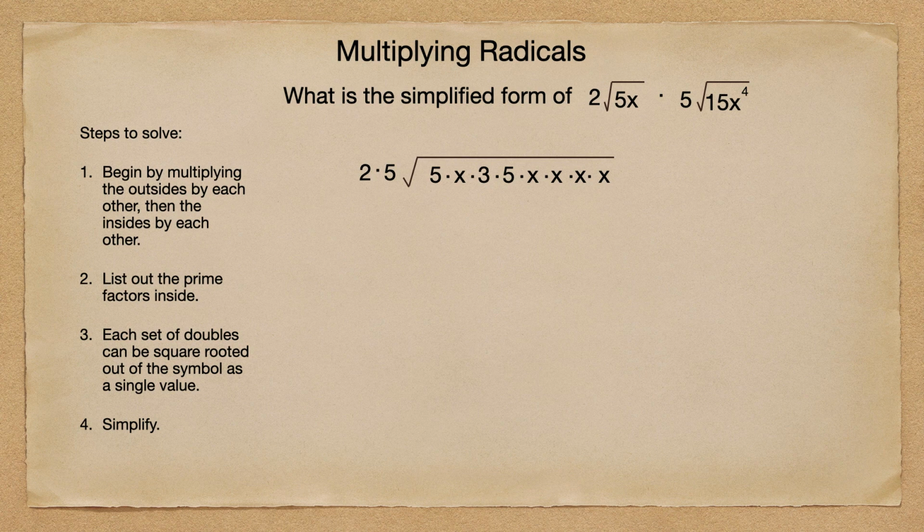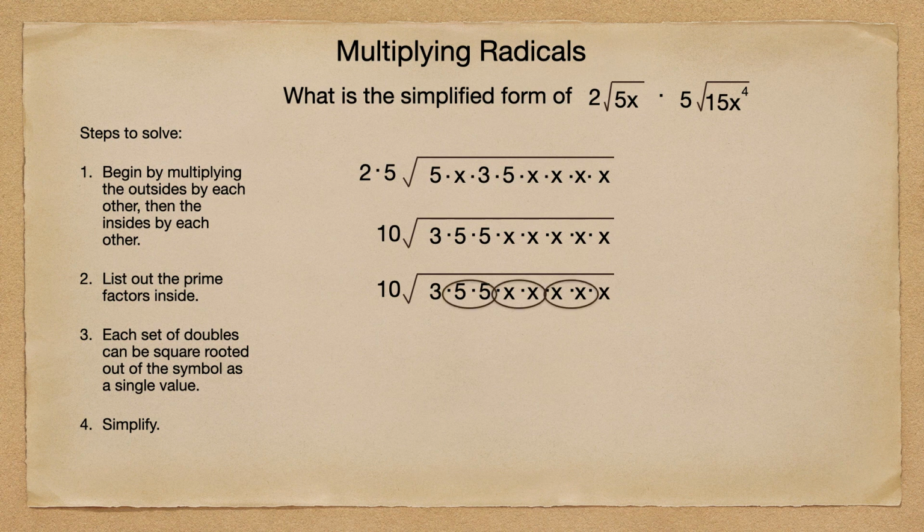We can multiply the outside, become 10, and the inside we want to have them in least to greatest. We can then take out our groups. We have a group of 5 and 2 groups of x. That 5 and both x's will go to the outside while the 3 and the x remain behind.